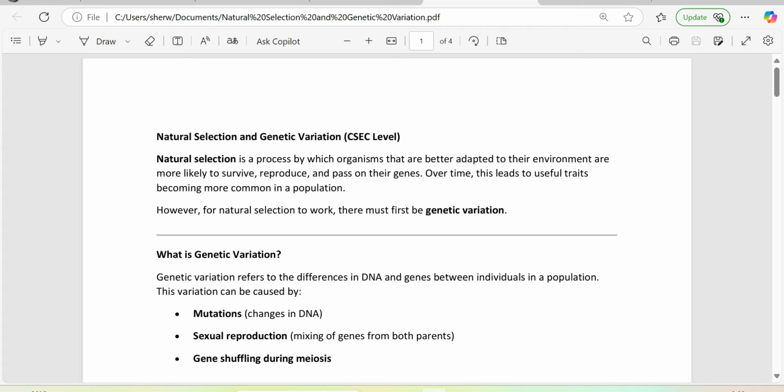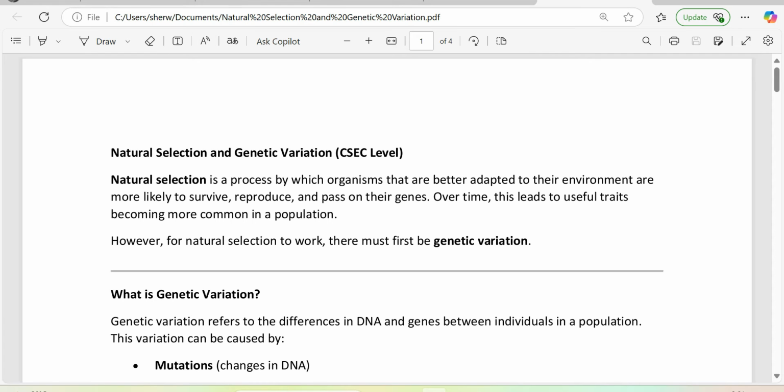Today we're looking at natural selection and genetic variation from the CSEC syllabus, which pretty much is found in the last section of your syllabus. Let us hop right into the lesson. Natural selection and genetic variation, CXC level.